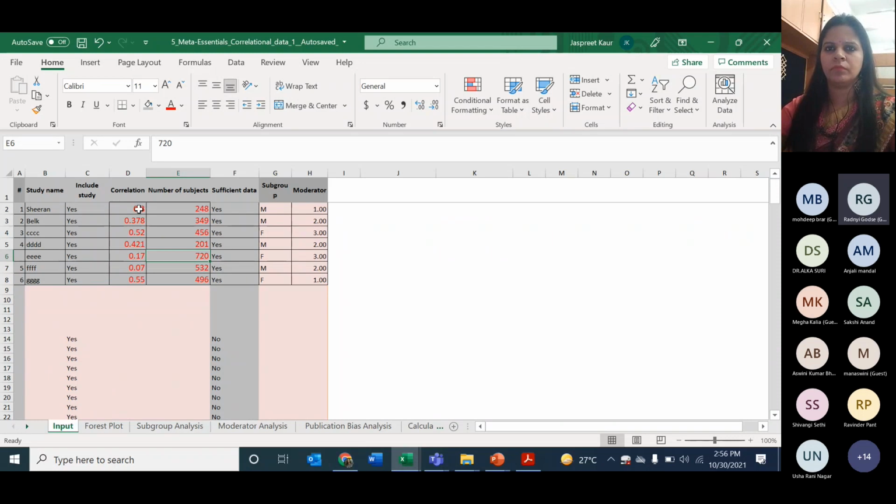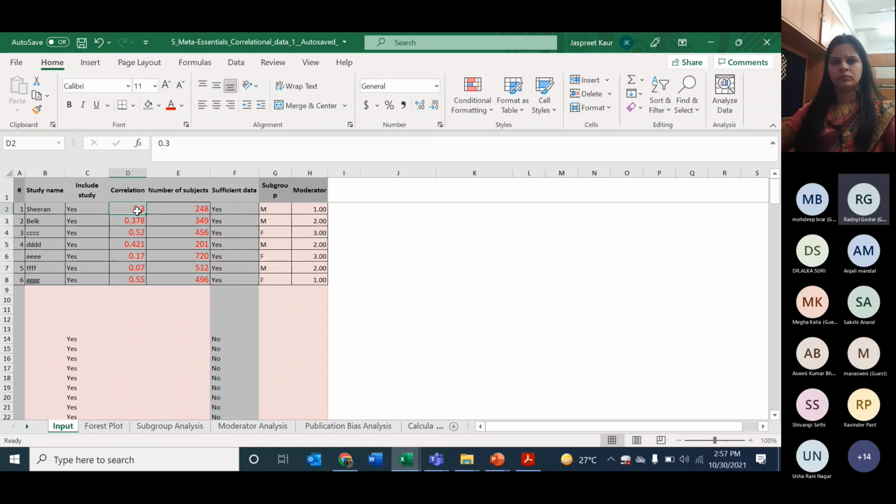Okay, now this is what I've copied. Now, if you've copied this, let me tell you the columns. One column is the study name. Whichever studies they are, you can write the author's name. If you do not want to write it, you can name them A, B, C, D, E, F, G also. Include study, by default it says yes because you've put in a study. So by default it says yes, include the study.